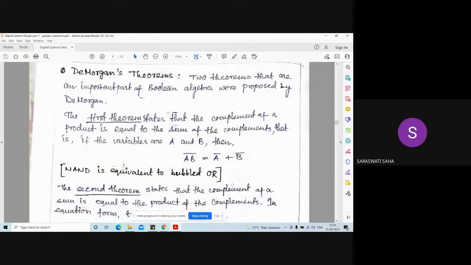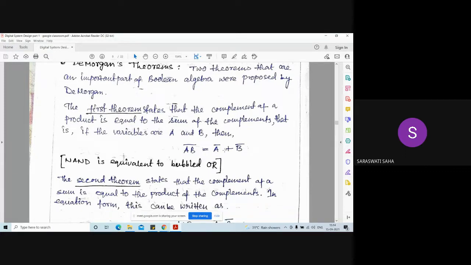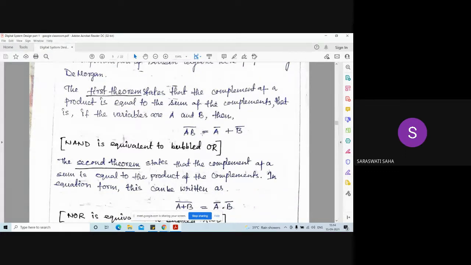Now, see, De Morgan's theorem. What is De Morgan's theorem? How can you memorize this theorem? First theorem, see the expression first. (AB) complement is equivalent to A complement plus B complement. (AB) complement, what is this? This is NAND. Right? Two input NAND gate. If A and B are inputs, then (AB) complement means NAND.